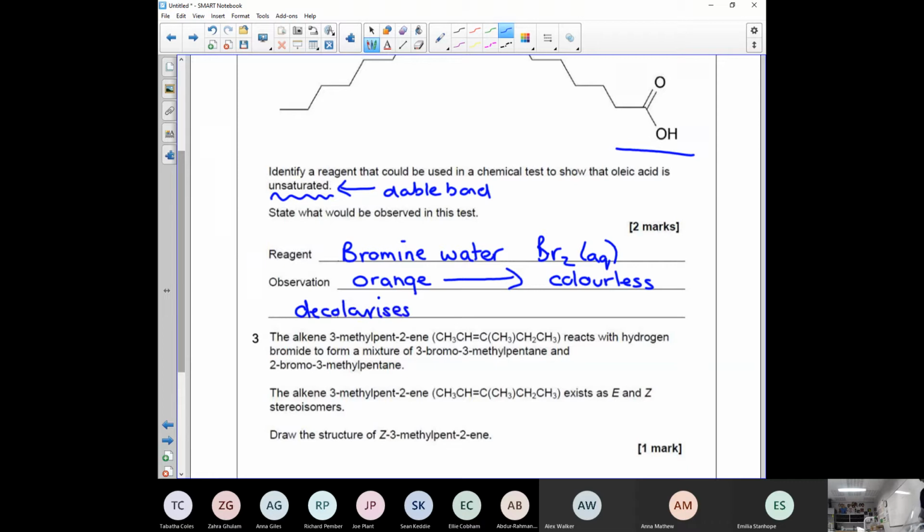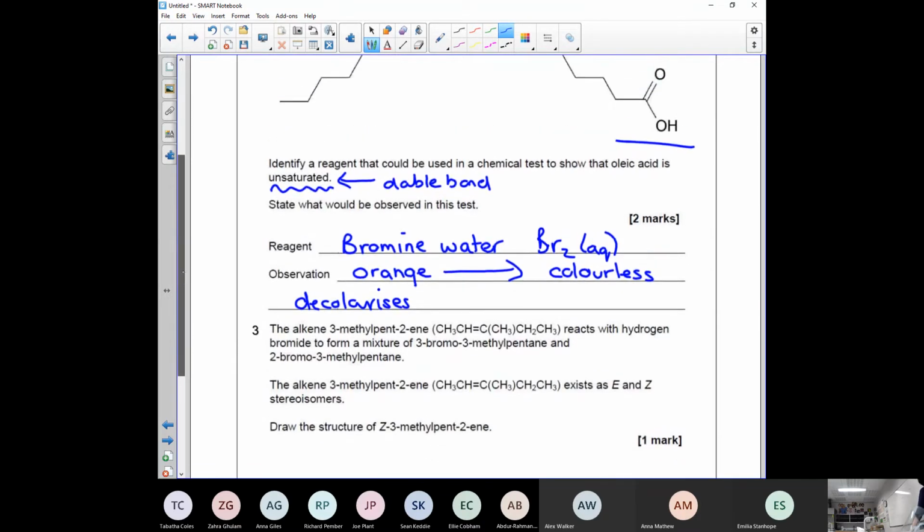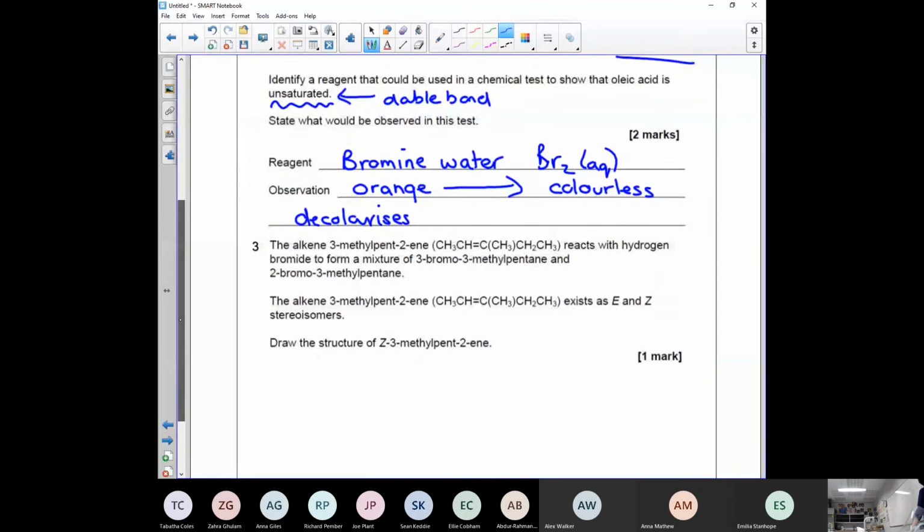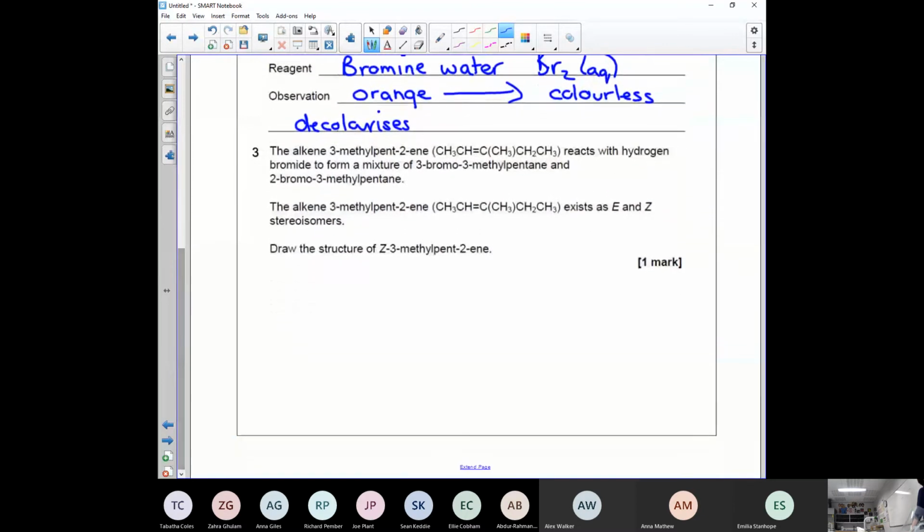That's another way of doing it. Or loses its colour or something on the lines, but orange to colourless pretty much tells us exactly what it's about. Cool. So that's quite a nice easy 2 marks. It's quite pleasant, okay? It's just that you've got to be clear what unsaturated actually means.